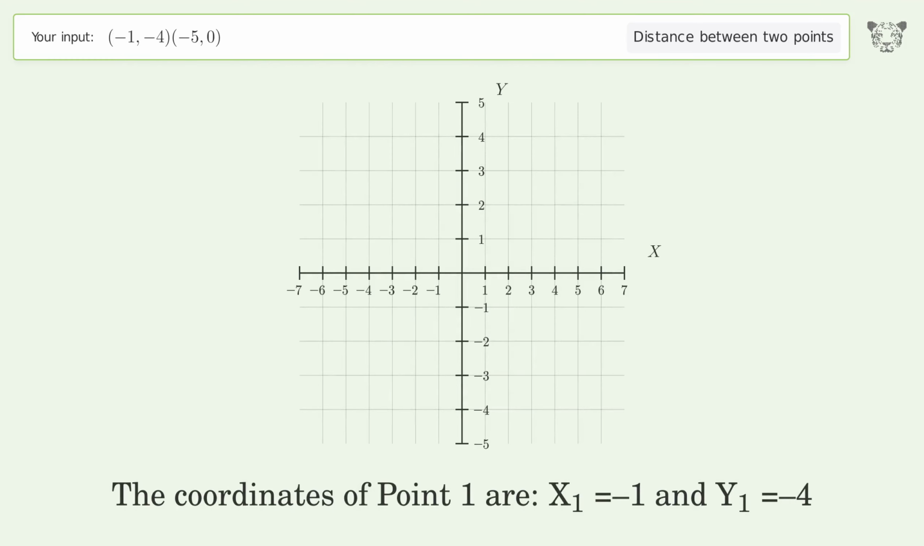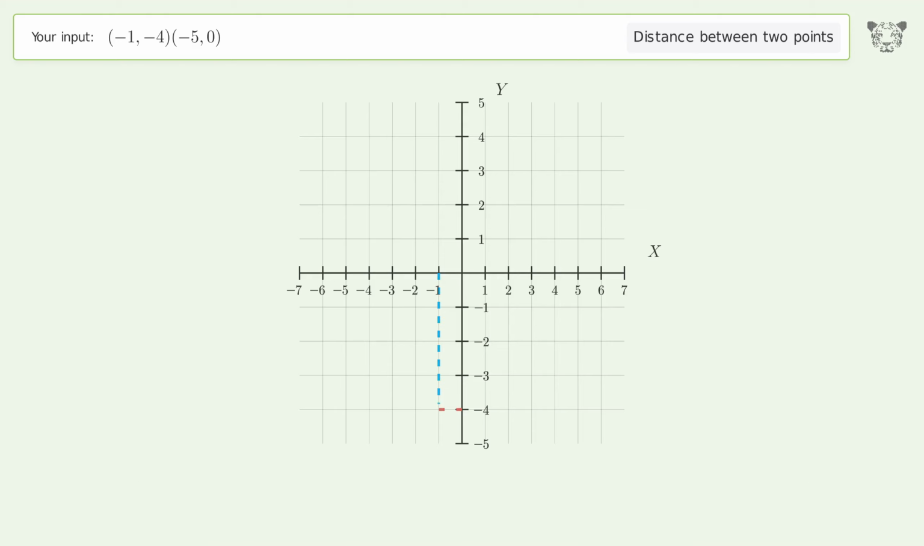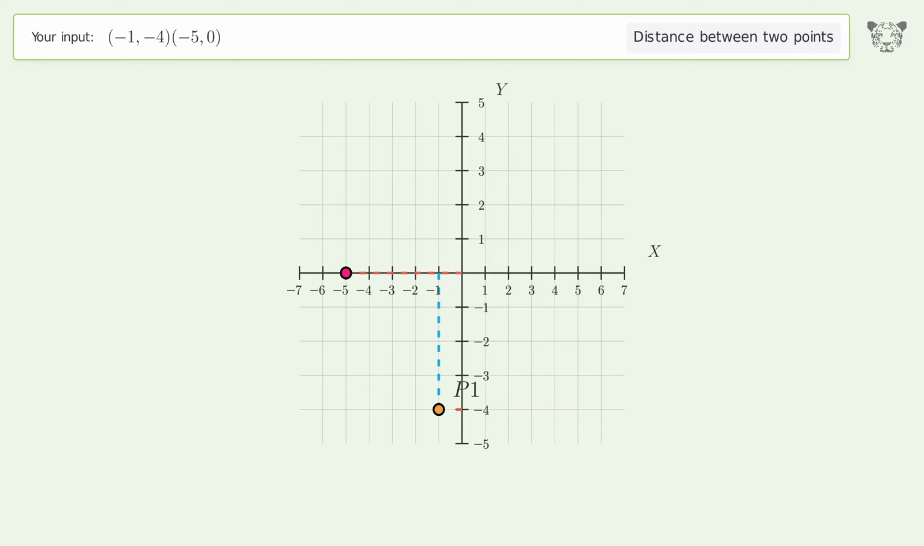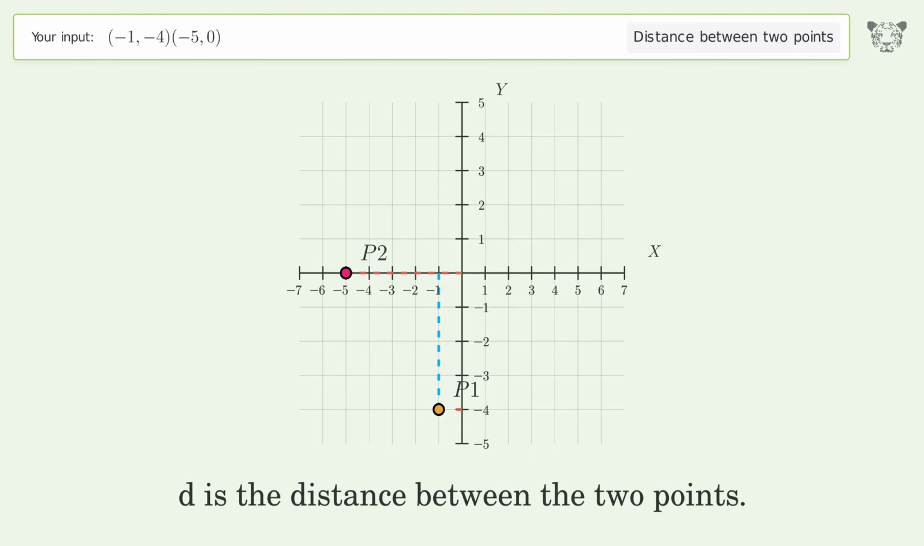The coordinates of point 1 are, x1 equals -1 and y1 equals -4. The coordinates of point 2 are, x2 equals -5 and y2 equals 0. D is the distance between the 2 points.